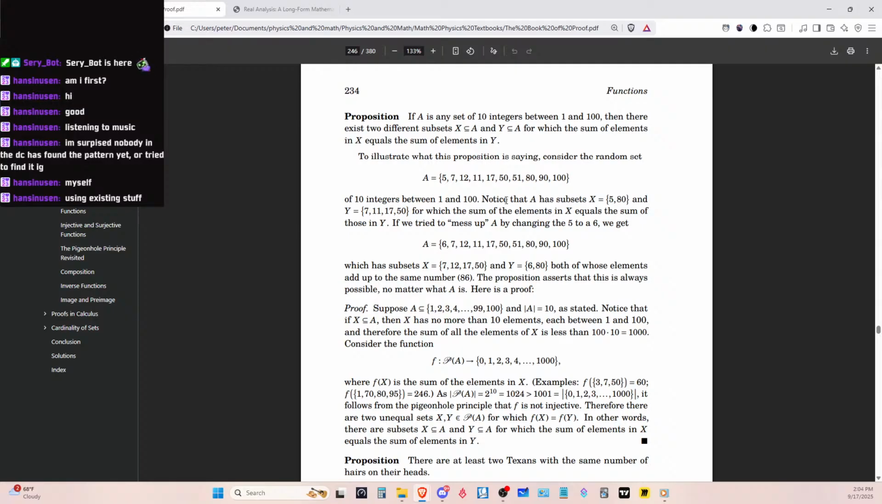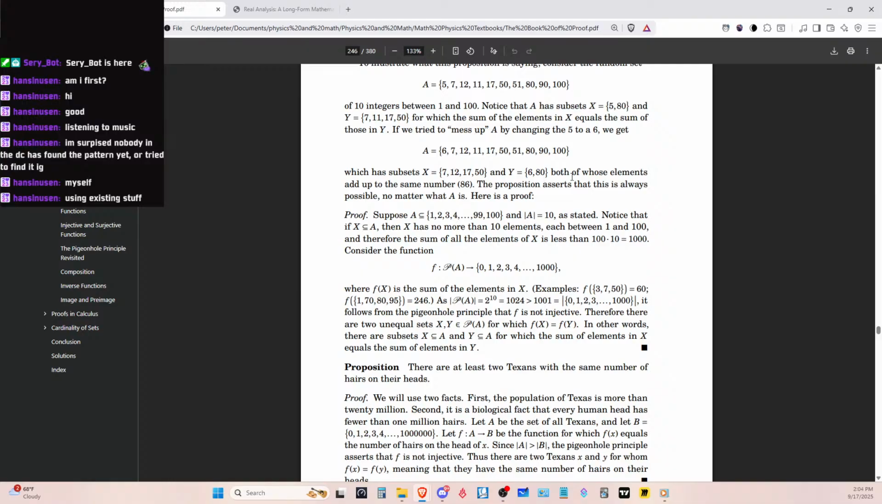So we have 10 integers from 1 to 100. Okay, here's the proof. Suppose that A is from 1 to 100 and the cardinality of A is 10, as stated. Notice that if X is a subset of A, then X has no more than 10 elements, each between 1 and 100. Therefore, the sum of all the elements of X is less than 100 times 10, which is just 1,000.